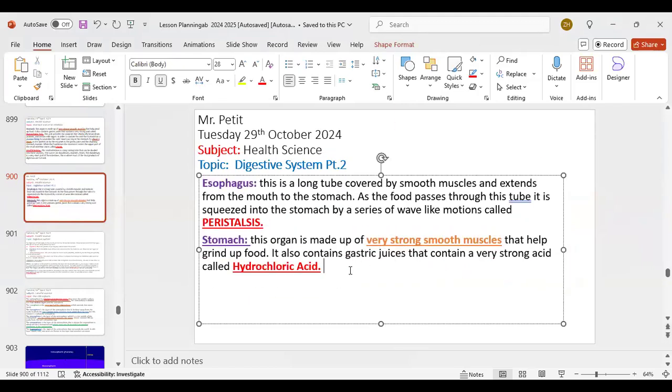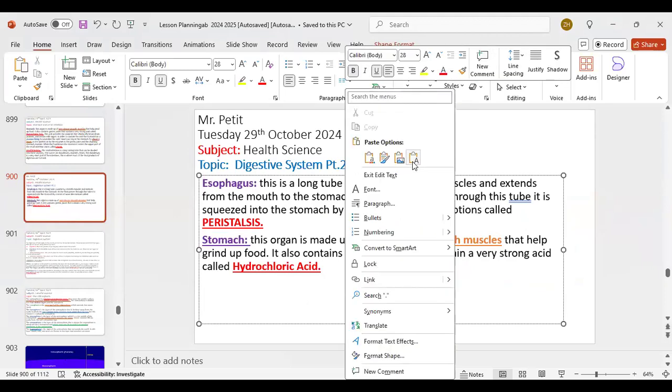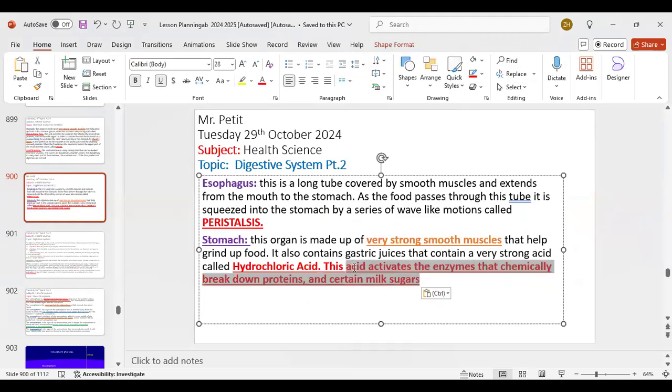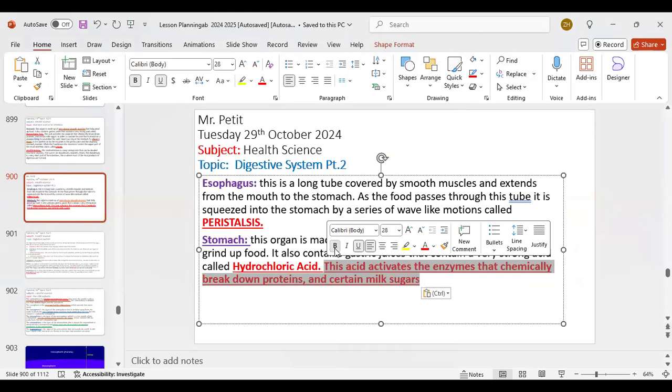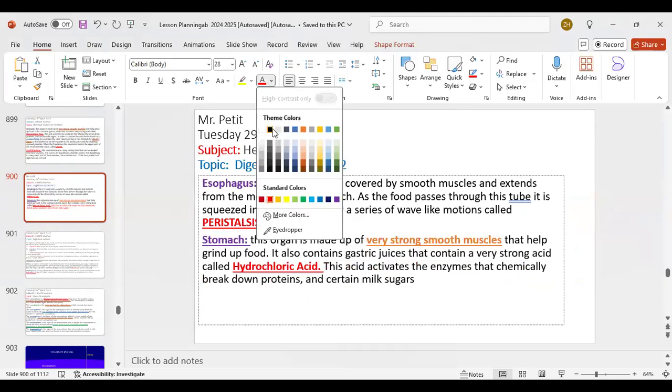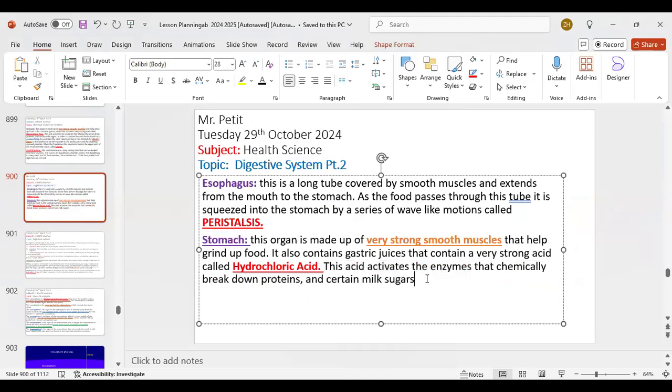Okay, so let me ask the question. If hydrochloric acid is in the stomach, why doesn't the stomach burn up itself? Because of the lining in the stomach. Who's speaking? Aiden. Yeah, because of the lining in the stomach.